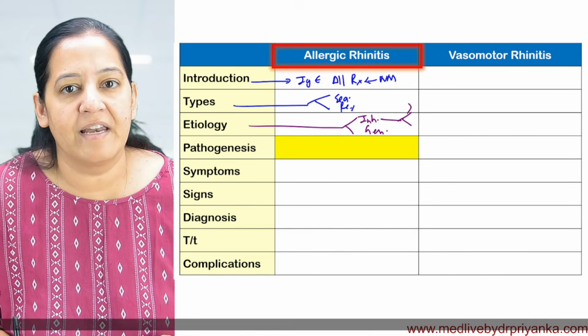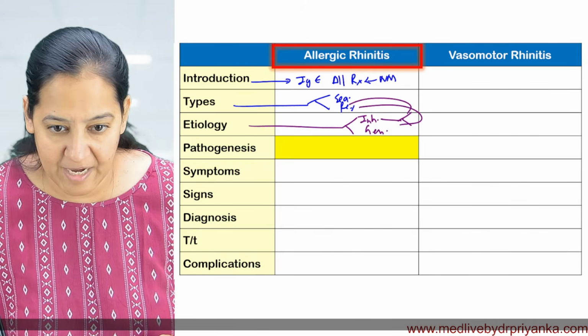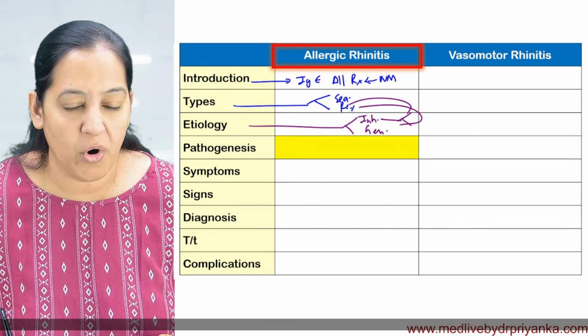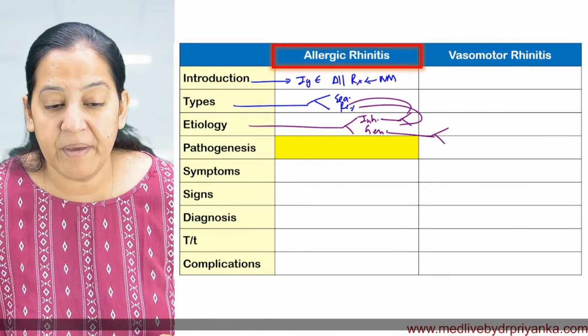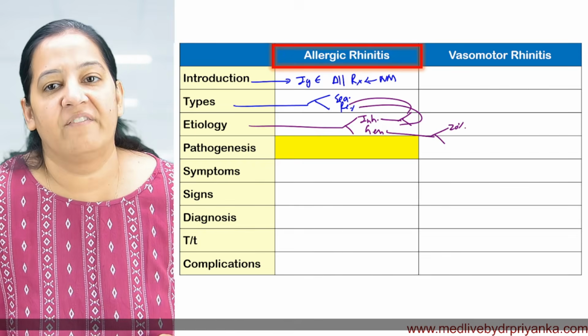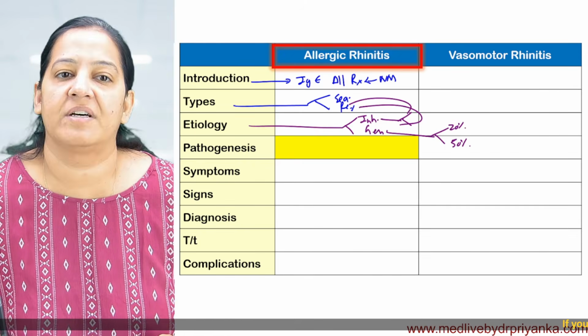In inhalants, again, seasonal and perennial, as I taught you in the types. It can be seasonal, like pollen grains. It can be perennial, throughout the year, like dust and cockroaches. In genetics, I taught you if one of the parents has it, there is a 20% chance the child will have it. If both parents have it, there is a 50% chance the child will have it.